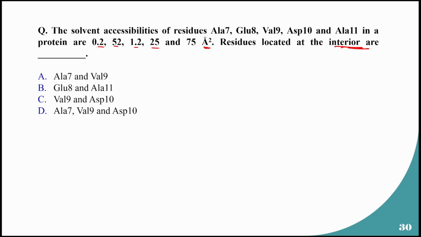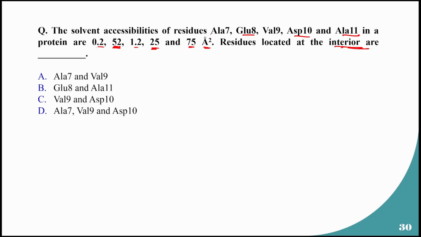Since we know that the residues that are outside the protein, in a surface location, will have more exposure to the surrounding water, right? That means the residues having higher solvent accessibility, for example 52 and 75, so your GLU 8, aspartate 10, and alanine 11, are not part of the interior residues. They are located at the exterior or surface exposed position because they have a higher solvent accessible surface area.